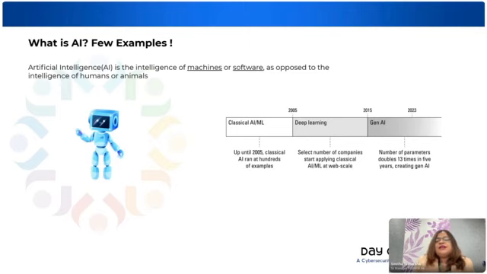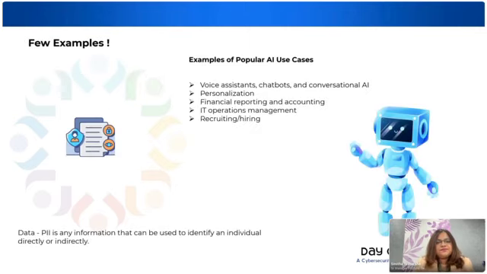Now, let us look at a few examples. I have tried to take examples from all the existing industries so that we can relate to those industries and understand the impact of AI on the way we operate today, the way we do security, the way we do data privacy and protection today.